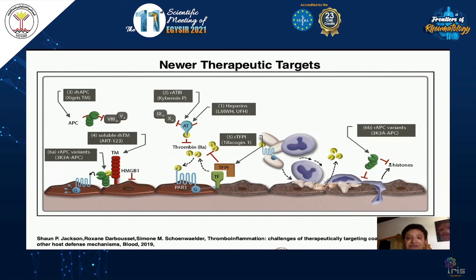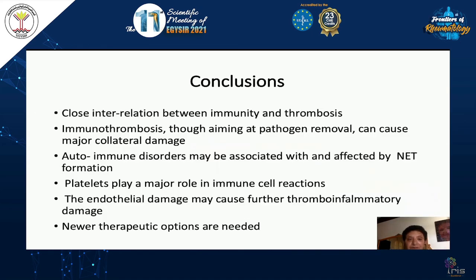Recombinant antithrombin 3 might be of value, not just as antithrombotic, but also as anti-inflammatory. Recombinant activated protein C, soluble recombinant thrombomodulin, and also the recombinant tissue factor pathway inhibitor. All these will act on thromboinflammation, decreasing immunothrombosis, but in the process, not only decreasing thrombosis, but decreasing inflammation. This might be in the future of value, not only in cases of thrombosis, but also in cases of autoimmunity.